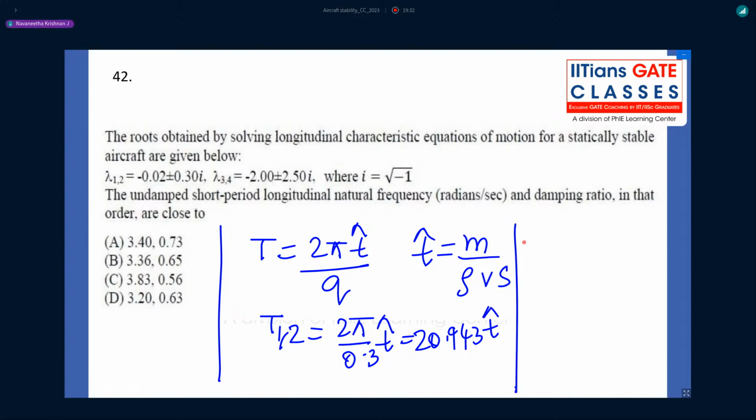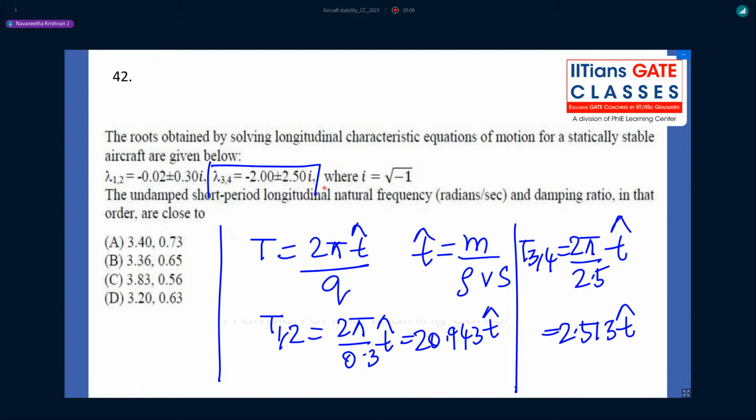Second, if you take 3,4, it is 2π by 2.5, the imaginary part, into T cap. So it is 2.513 T cap. That means the time period for this eigenvalue is small, so this corresponds to short period. If the time period is low, that is called a short period. So this is the solution of short period oscillation. So lambda 3,4 corresponds to short period oscillation.